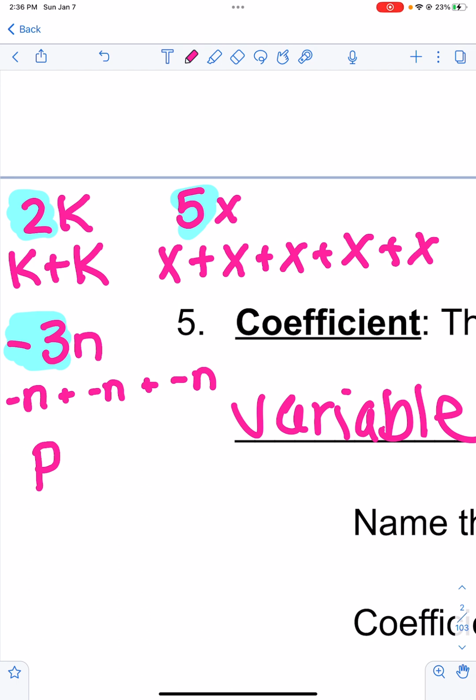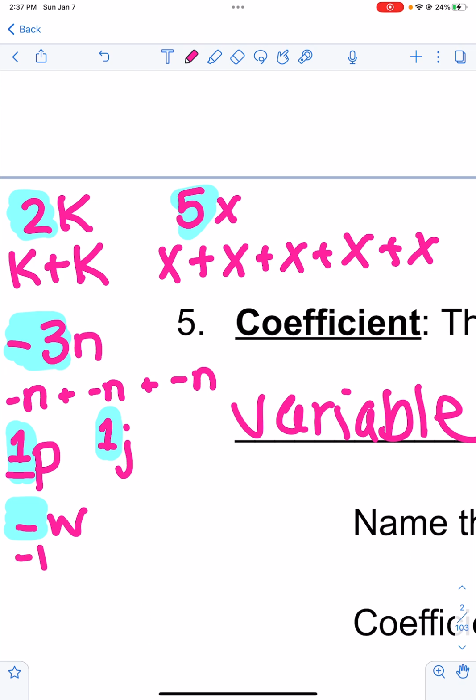In front of the p, there's no number here. There's an invisible 1. We're saying there's only one p. So if they don't write it, it's a 1. Same thing here. If it was a j, the coefficient is still 1 even though they didn't write it. And it works the same with negatives. So if it was negative w, it would be a negative 1.